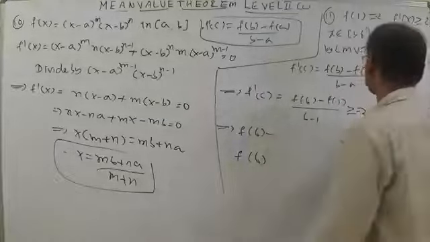According to the options you should verify: Lagrange's theorem applicable, Rolle's theorem applicable, Lagrange's theorem applicable but not Rolle's theorem, or both theorems not applicable. Let us decide the question. First of all, we should check whether it is continuous or not, with (6 minus x) whole power 2 by 3.